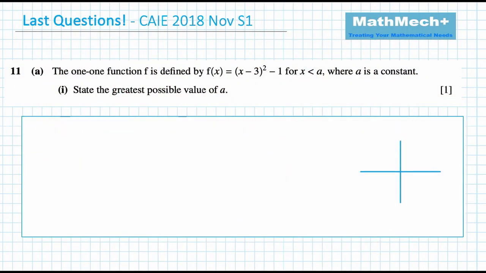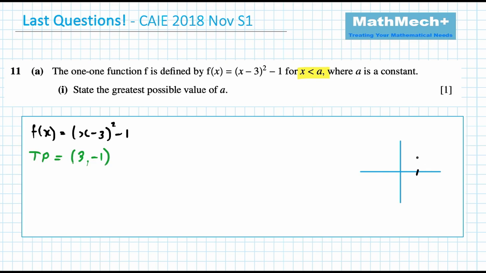But this is the last question, and we are looking at the last question for November 2018 Series 1 for Cambridge Pure 1 Mathematics. Our function is (x − 3)² − 1. And we have our little graph on the right hand side, which I've just drawn for myself. We know it is a one-to-one function, so it's only going to be on one side, the left or right. And our turning points are 3 and −1.